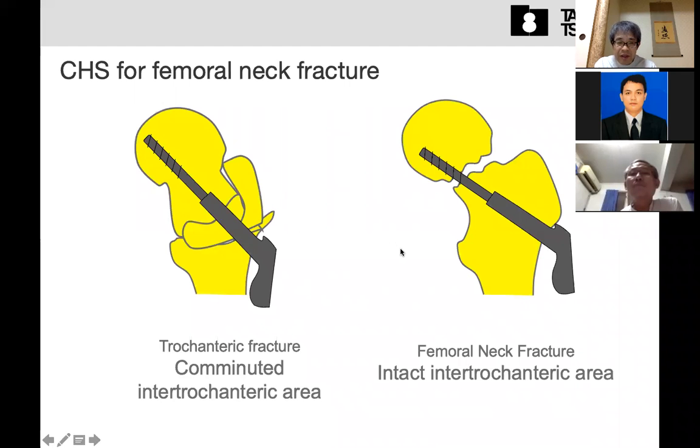But it is quite difficult in the femoral neck fracture because the bone quality of this area is very, very strong. This area of bone is very intact. So we cannot change the angulation and we cannot fit this plate to the surface of the lateral cortex. This is the difference between the trochanteric fracture and the femoral neck fracture. So it is very stabilized.